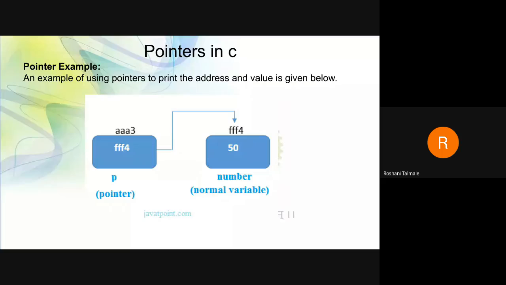The variable p also has some address, that is AAA3. That is the address of p. Now p is holding the address of number. Whenever you print the value of p, it will print FFF4. If you want to access the value of variable number, to print 50, you can apply the asterisk symbol in front of p and print it using the printf statement. If you do so, we will get the value 50.